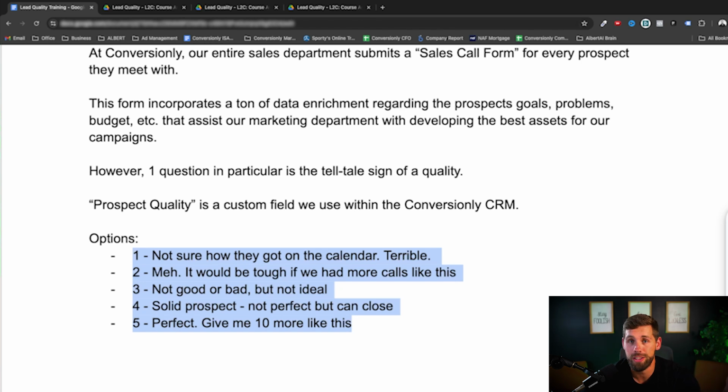A 1, not sure how this person got on my calendar. Absolutely terrible. Number 2, meh. It's going to be tough to close people if we have more calls like this. Number 3, hey, this person's not bad. They're not good, but it's not ideal. Okay. Number 4, solid prospect. I can close this guy. They're not like the best person ever, but I can definitely close this. I can work with prospects like this. Like I can close deals like this consistently. Number 5, this person is perfect. If you give me 10 more of this, I'm going to be a millionaire, right? The absolute best of the best.